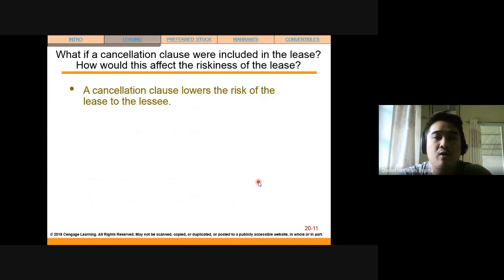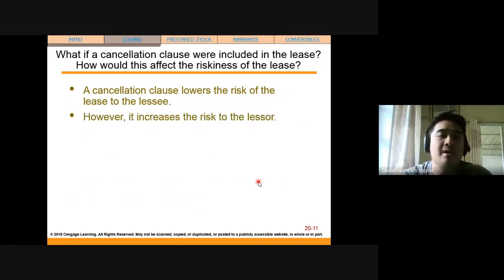If you are a lessee, or the one paying the rent, the cancellation clause lowers the risk. However, if you are the lessor, the one receiving the payment, a cancellation clause will increase the risk. Of course, the risk is higher because there is a possibility that the rental payments you expect will not be achieved.